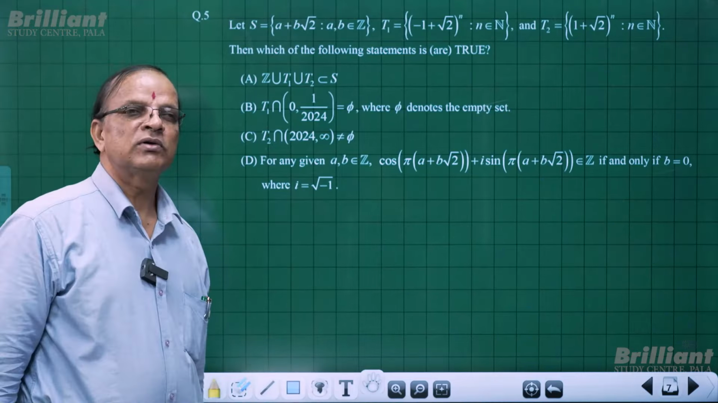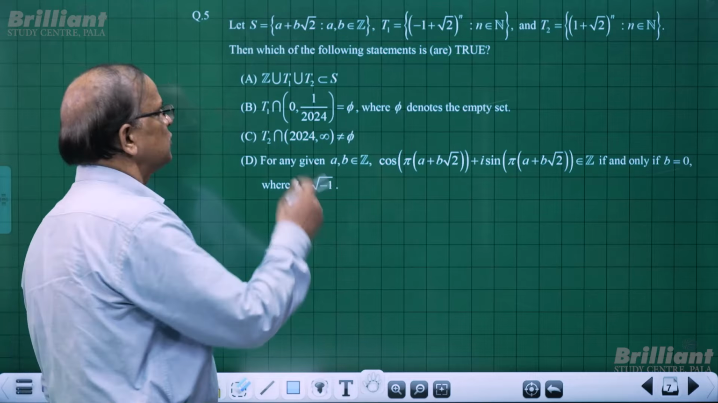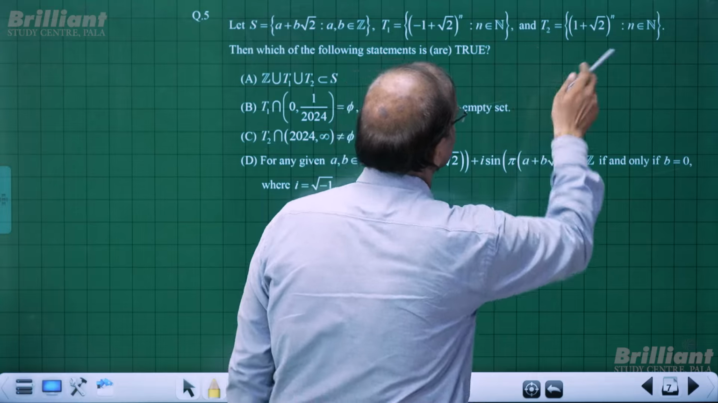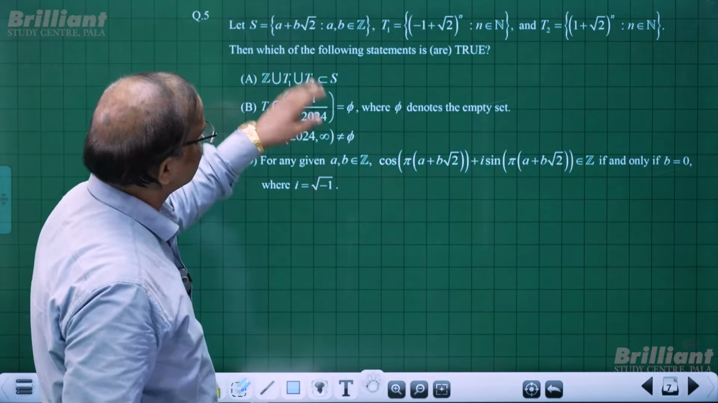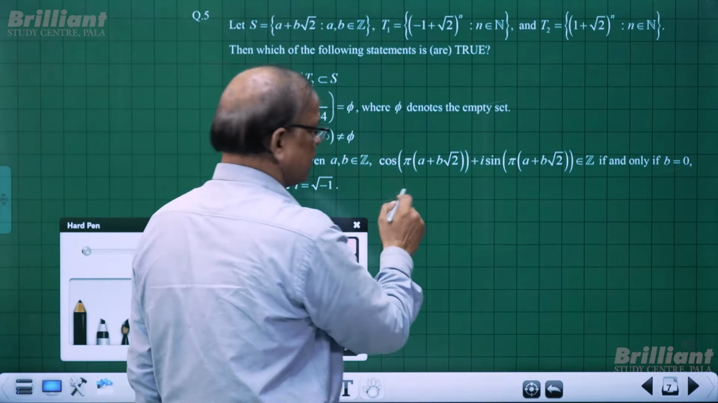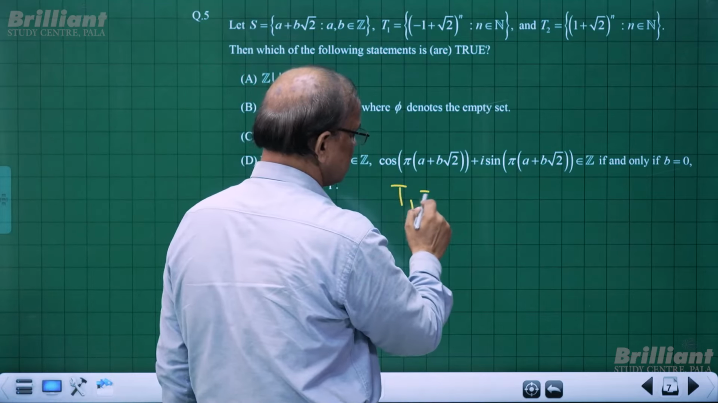See, this is question number 5. This is a + b√2, T1, T2 given, right? Then which of the following is correct? So, for this first I will write T1.